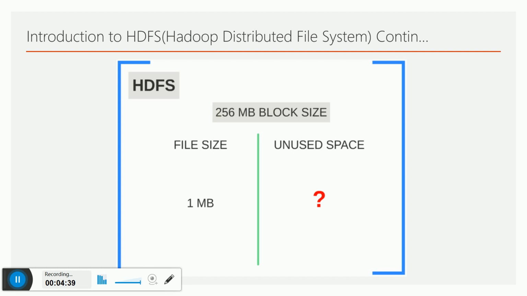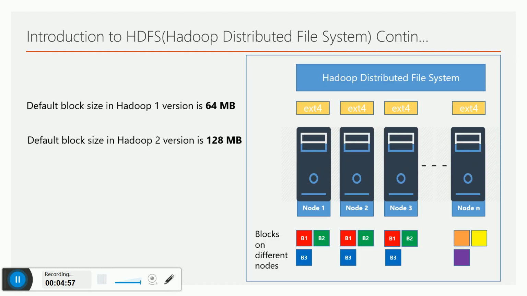The key point to take here is that it will not create 128 MB of space for a small file. It will create a block, but the remaining free space will be used for other files also. That's what you need to understand here. In Hadoop version 1 the block size was 64 MB, and in Hadoop version 2 the default block size is 128 MB.